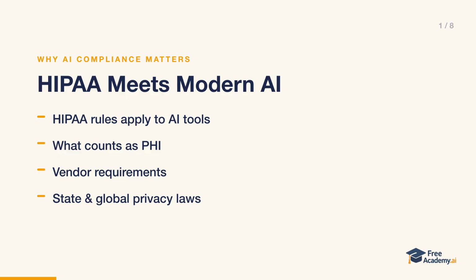HIPAA became law in 1996, decades before anyone was pasting patient notes into a chatbot, but its rules still apply directly to how you use AI at work today. In this lesson, we're covering what counts as protected health information, how to use AI tools without violating HIPAA, what your organization needs from any AI vendor before you use their tool with patient data, and how privacy laws outside HIPAA, including state and international rules, are shaping healthcare AI.